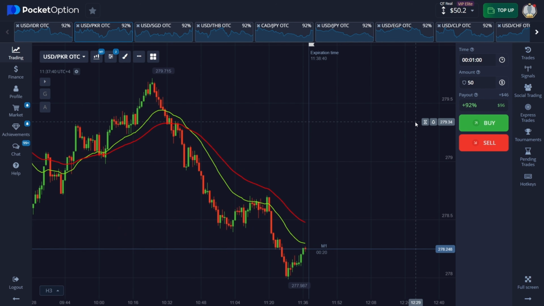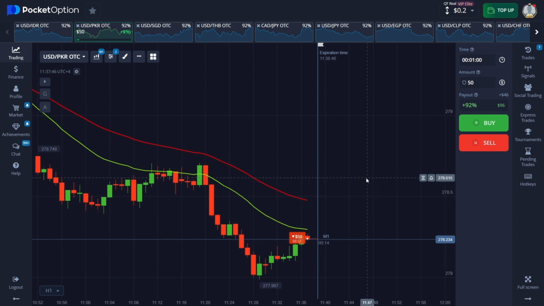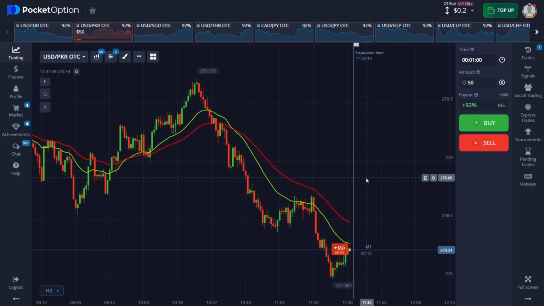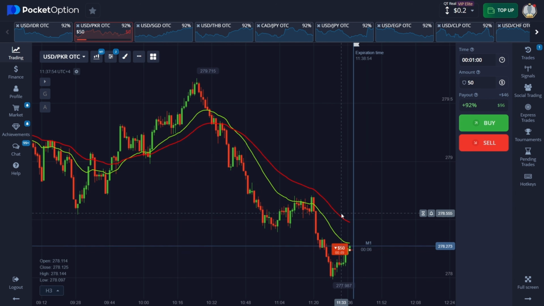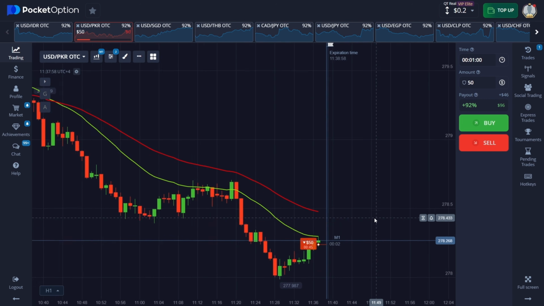Alright, I found my first trade on USDPKR OTC and placed a trade for the downside move worth $50. The reason I took this trade was that there was a downtrend and the candle was also facing resistance at the 25 EMA level. That's why I decided to go for the downside move. Currently, the trade isn't going in our favor, but we still have 47 seconds left.